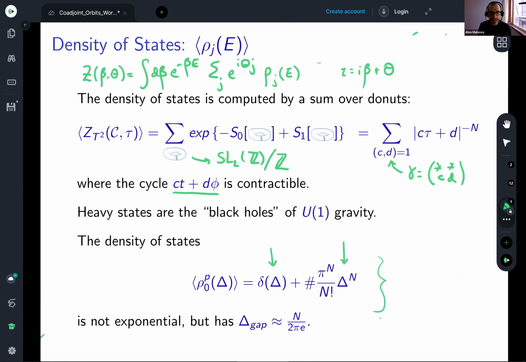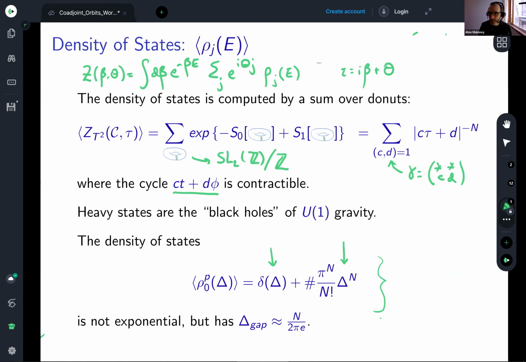The heavy states in the theory are the things that come from Euclidean saddle points. They are the things that are counted by Euclidean saddle points where the time circle is contractible. Now, what is a Euclidean saddle point where the time circle is contractible? It's a black hole, right? It's the Euclidean BTZ black hole. And so the high energy density of states is representing the analog of the black hole states in this theory of gravity.